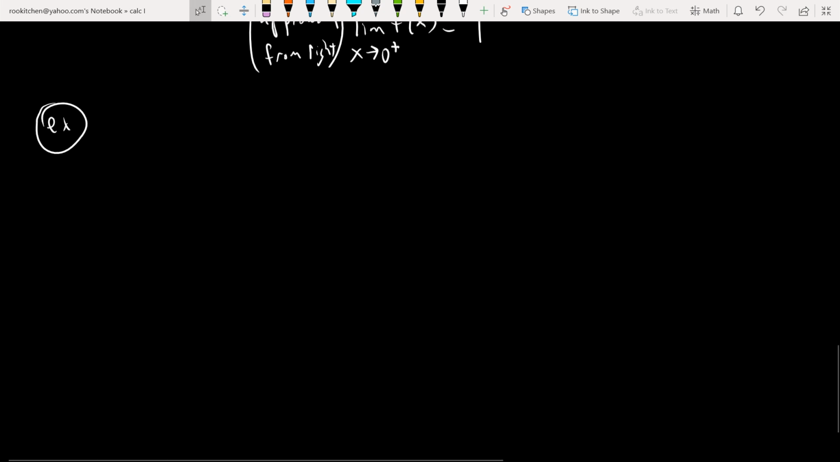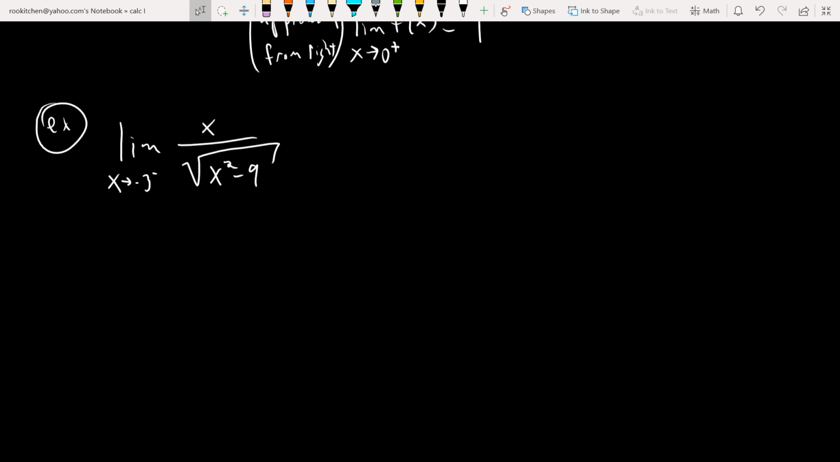So let's look at an example. We have the limit as x goes to -3 from the left of x over the square root of x squared minus 9. If you do a substitution, what happens? If you put -3 into the numerator, you get -3. But in the denominator, -3 squared is 9, minus 9 is 0.